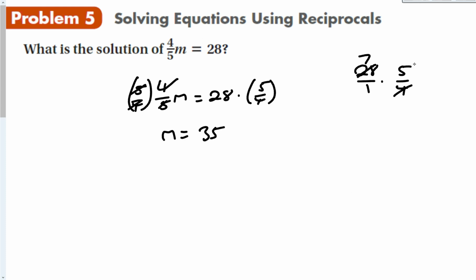Anytime we're working with fractions, it is always better to reduce first before multiplication. If we wanted to, we can do 28 times 5, take that answer and divide it by 4, or 28 divided by 4 first, and then multiply that answer by 5. We could do that, but it's nice to see it in fractional notation so you can see what is reducing and what is canceling.